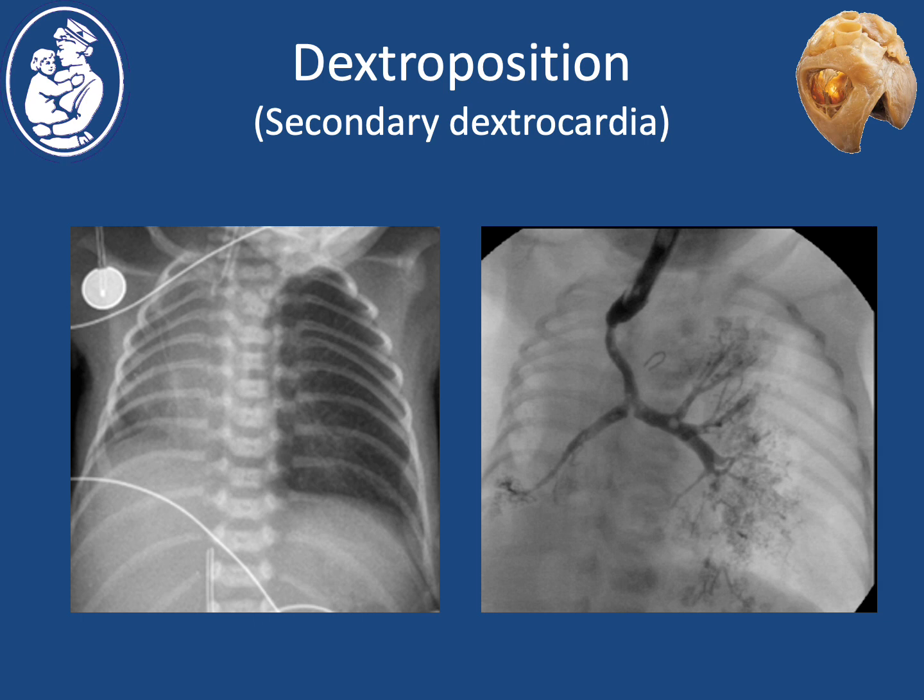In this example, in the X-ray on the right, we see a very small right lung. The tracheobronchial tree is markedly abnormal with tracheal stenosis. The left lung is hyperexpanded and emphysematous and pushing the heart into the right chest. This is clear from the chest X-ray in the left panel. This is a case of secondary dextrocardia because of hypoplasia of the right lung.